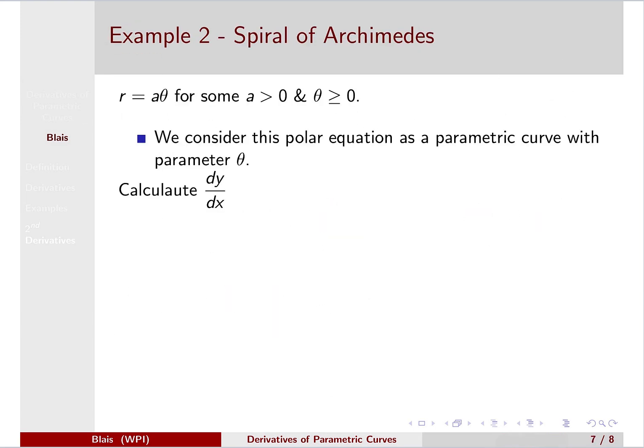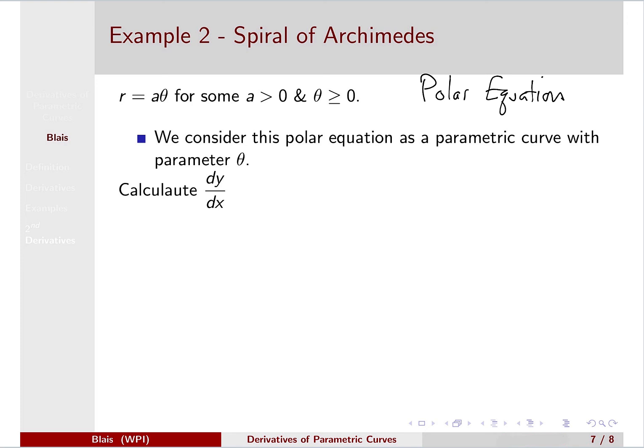One final example is a famous example called the spiral of Archimedes. R equals a theta for some positive a, and theta greater than or equal to 0, and this is a polar equation. But we can think of a polar equation as having parameter theta. The parameter doesn't necessarily have to be time. It can represent anything. And here we can also think of theta as representing time, which we'll see in the next slide how it makes sense.